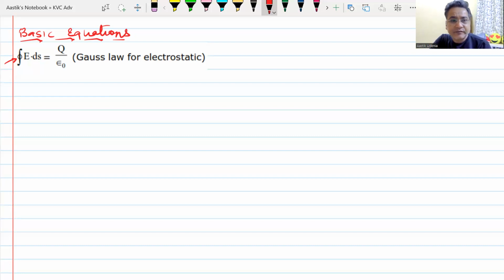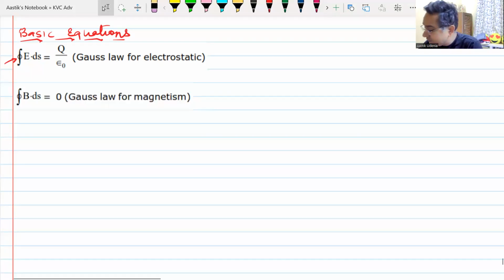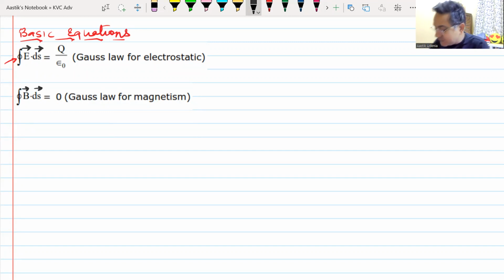Then we saw the counterpart of this. Write them in vector form, that would be good. The surface integral of B dot ds over a closed surface, Gauss law for magnetism, is equal to 0 because magnetic monopoles do not exist. If you create a closed surface, either it will enclose both the poles of the magnet or it will not enclose any pole. Do we understand this? Yes, sir. So the Gauss law for magnetism looks like this.